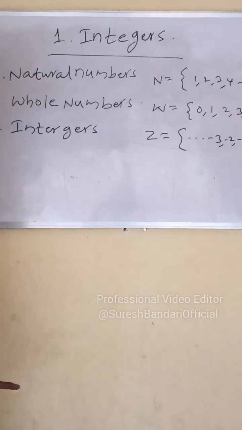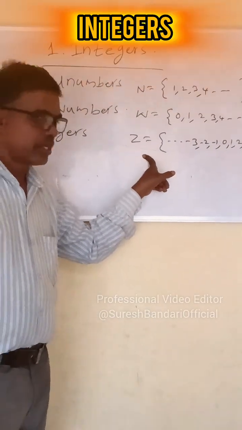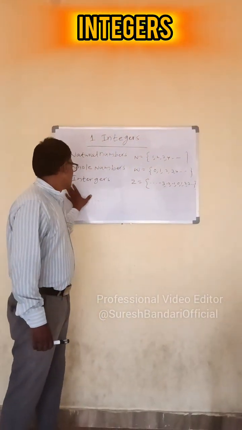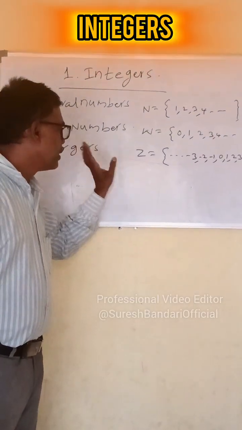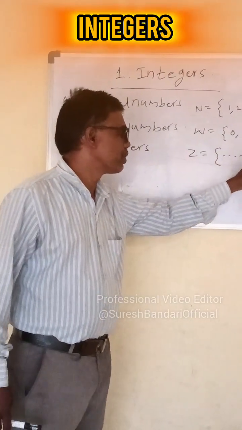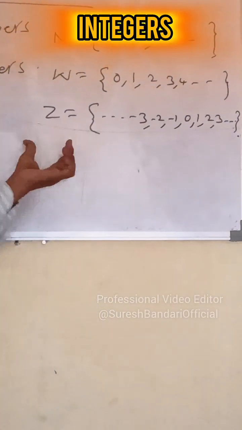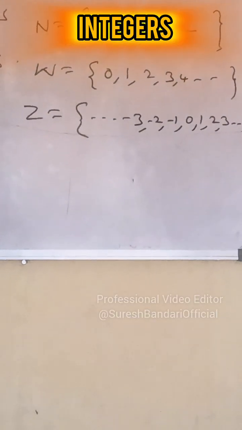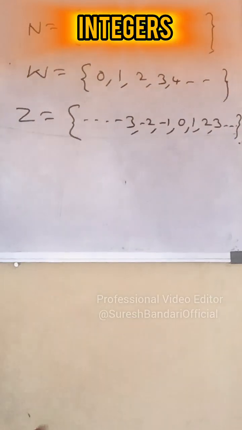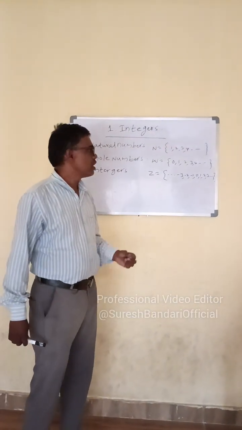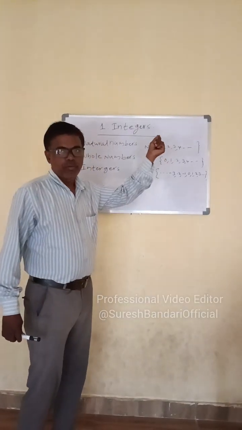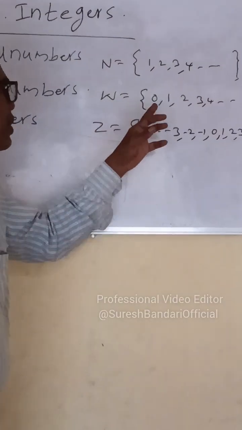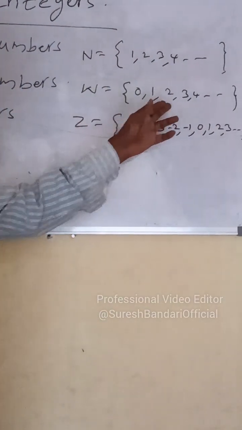Integers are denoted by Z. Z means Zahlen numbers, that is what we call them here. Integers are denoted by Z. That is equal to the set of -3, -2, -1, 0, 1. In this, the smallest integer is infinite, and the greatest or biggest integer is infinite. In natural numbers, the smallest natural number is 1, but the biggest is infinite. In whole numbers, the smallest whole number is 0 and the biggest is infinite.